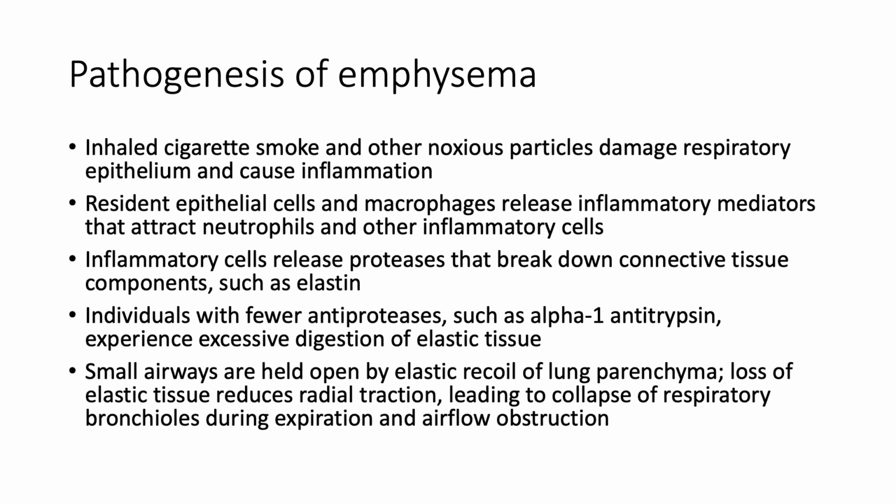So when you inhale cigarette smoke and other noxious particles, it's going to damage the respiratory epithelium and cause inflammation, and that's going to lead to resident epithelial cells and macrophages releasing inflammatory mediators like cytokines that attract neutrophils and other inflammatory cells that then release proteases that break down connective tissue like elastin. And in individuals who have fewer antiproteases like alpha-1 antitrypsin, they're going to have more digestion of that elastic tissue. And normally small airways are held open by elastic recoil from the lung parenchyma. When you lose that elastic tissue, you're going to lose radial traction that keeps those small airways open. So that's going to lead to collapse of respiratory bronchioles during expiration, and that leads to airflow obstruction.